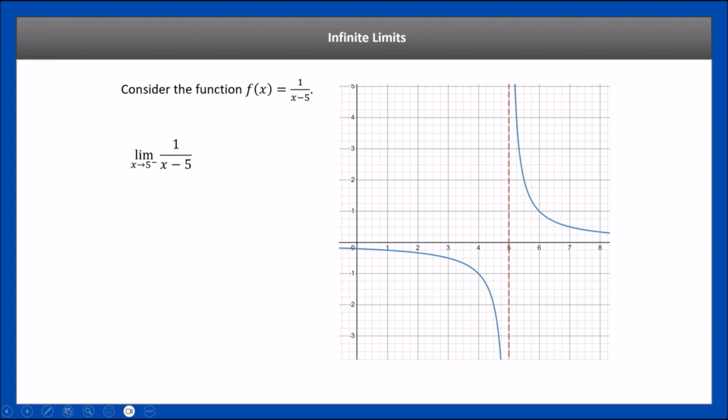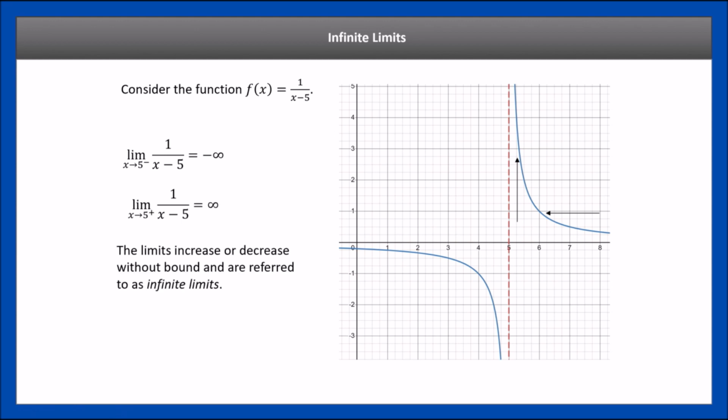The limit as x approaches 5 from the left side of the function: notice that as we approach 5 from the left, the function is going down. It's dipping into the negative numbers, right? So it's getting more and more negative. In other words, it's going to negative infinity. If we approach 5 from the right side, notice that the function is going up and getting bigger and bigger. So it's approaching positive infinity. So it's behaving differently on either side of 5.